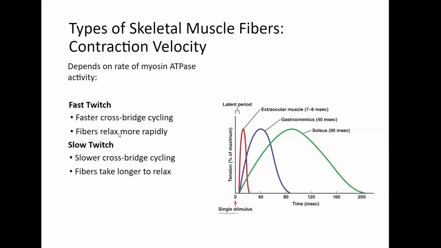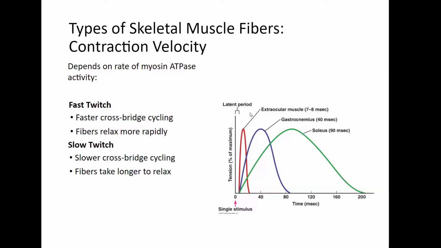And then our fast twitch and slow twitch fibers are going to start contracting, right? Our fast twitch extraocular muscles are contracting. Our gastrocnemius is intermediate in speed. It's also started contracting, but we can see that it gets to peak tension kind of slowly. Our soleus muscle, deep to the gastrocnemius, is super slow. They all get up to the same peak tension here on this chart.